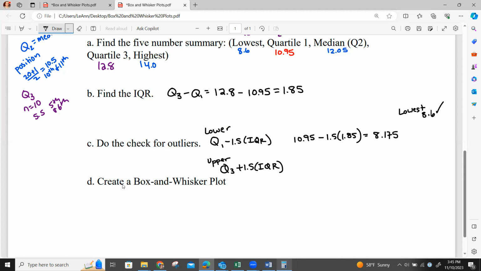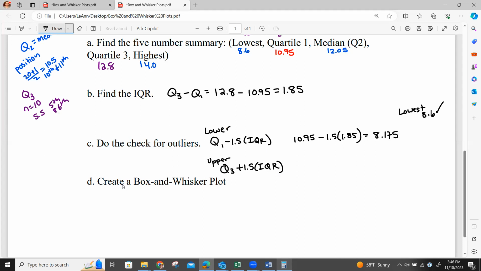Now, if this had been like 7.6, we would stop our whisker at 8.175. That would be the only time we would actually graph that specific value. And then we would put an asterisk for the 7.6, say it was 7.6. We'd put an asterisk for that and any other values that are below this, okay?